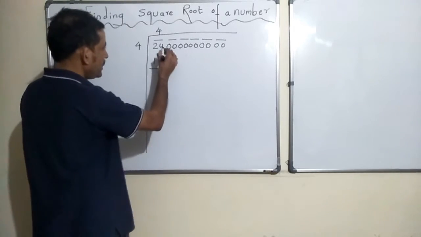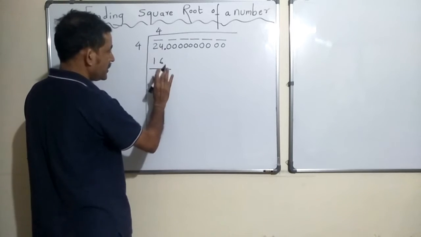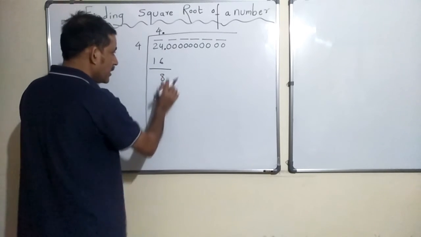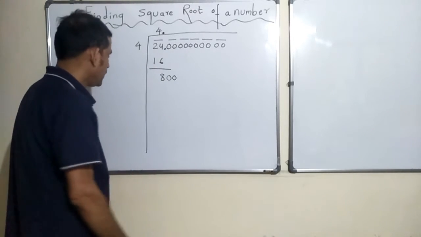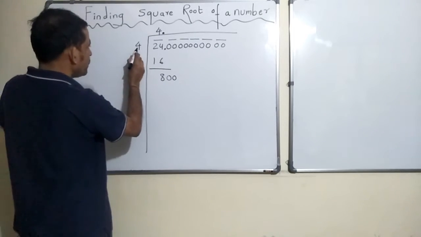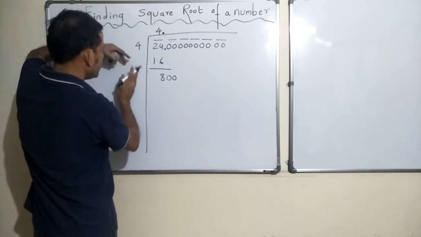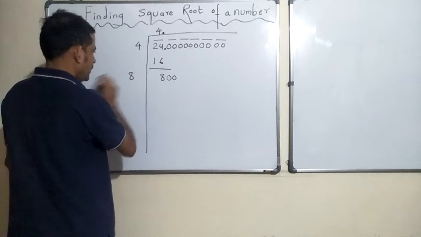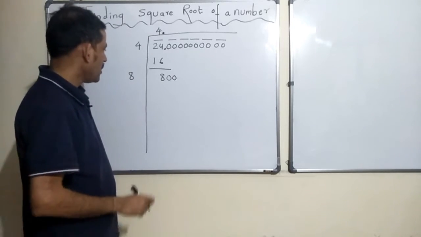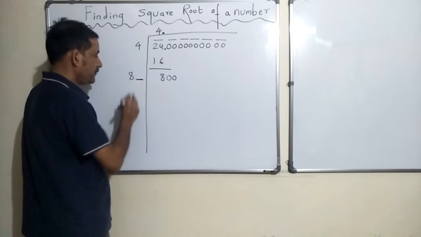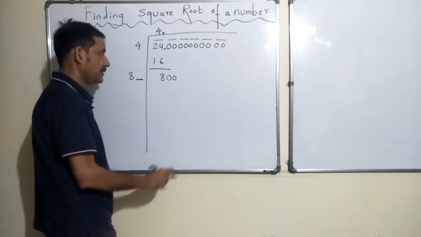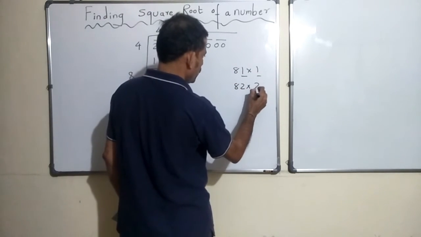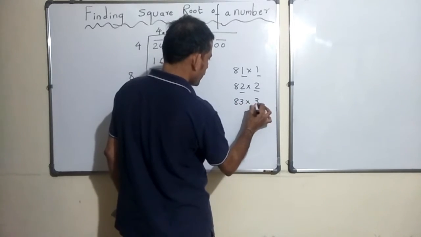All right. The next thing I need to bring down is the decimal, but the moment I hit a decimal, I put a decimal here. Then let me bring the next pair down, 00. Now the previous part here, we multiplied 4 by 4, right? So let's add these two: 4 plus 4, 8. Now I need to put some digit here which, when multiplied with this whole number, will give me 800. Possible values are 81 into 1, or 82 into 2, or 83 into 3, right?